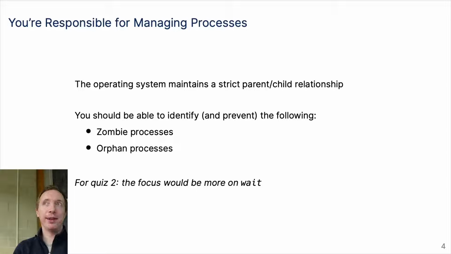So then you should wait the appropriate number of times. If you're init, you don't know how many children you have because you keep adopting them. So that's why init doesn't just wait until there's an error. It would just do while true, wait.